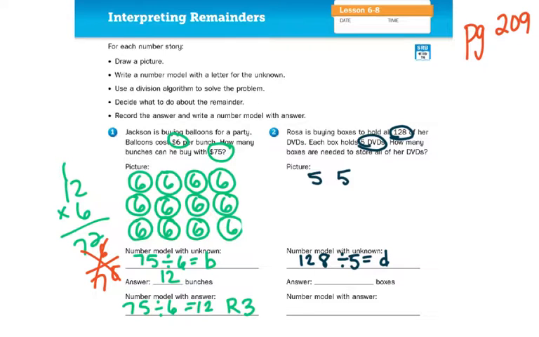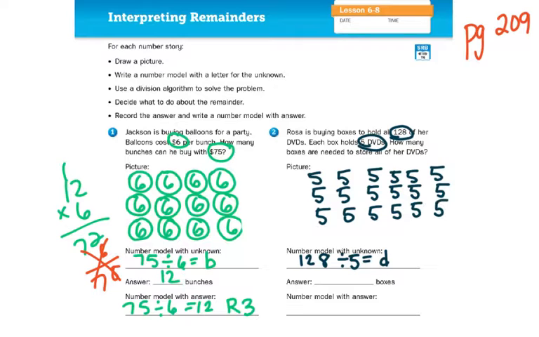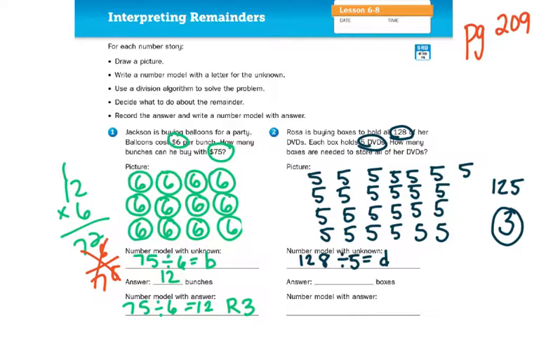5, 10, 15, 20, 25, 30, 35, 40, 45, 50, 55, 60, 65, 70, 75, 80, 85, 90, 95, 100, 105, 110, 115, 120, 125. I'm up to 125. I still have 3 DVDs that are not in a box.